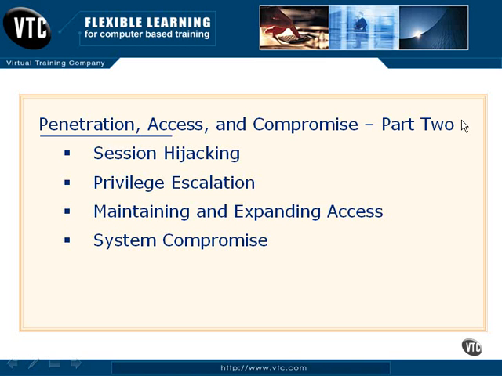So at this point, we're ready to move into part 2 of our penetration, access, and compromise series of methodology components. Basically, at this point, we're going to go ahead and assume that we have compromised the system using the various methods that we talked about before. And at this point, we're ready to do different things with the privileges that we've gained. So we're going to look to gain critical information, further expand our access, or whatever the case may be.